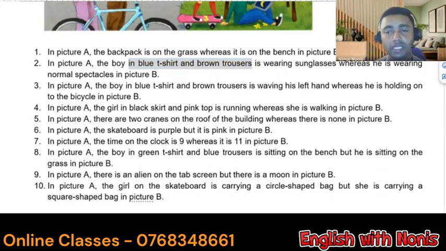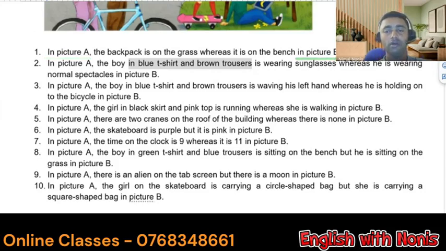And another thing that you need to learn is, when you are writing the difference, you can use the word whereas, or else you can use the word but. Both are okay, right? And when you are writing the differences, you have to write about both the pictures in the sentence. That's how it has to be written. And when you say picture, you have to use in picture A, and in picture B. Okay, those are the prepositions that you need to remember.